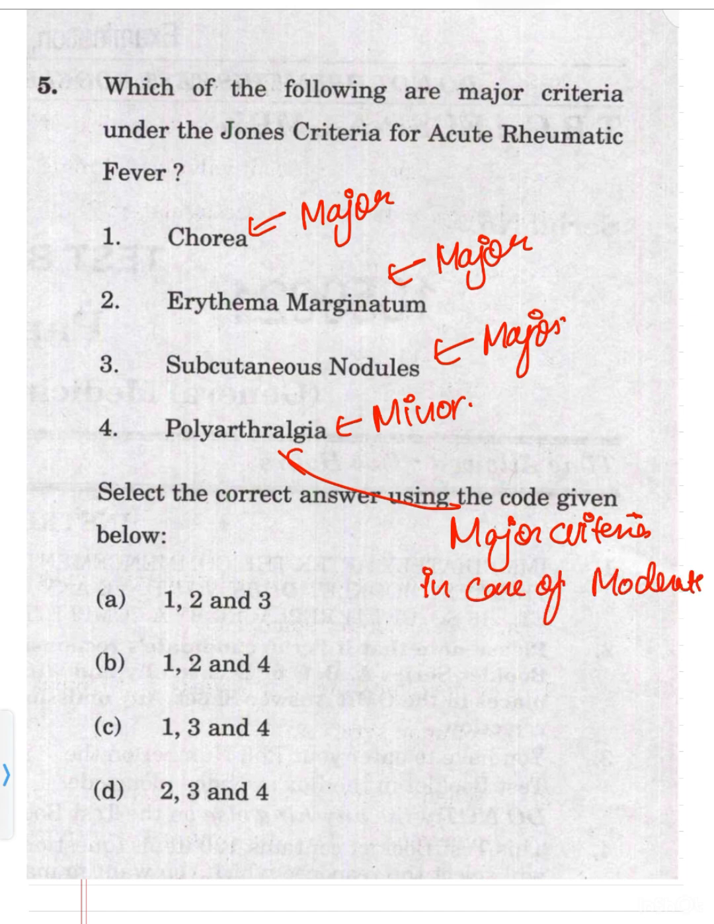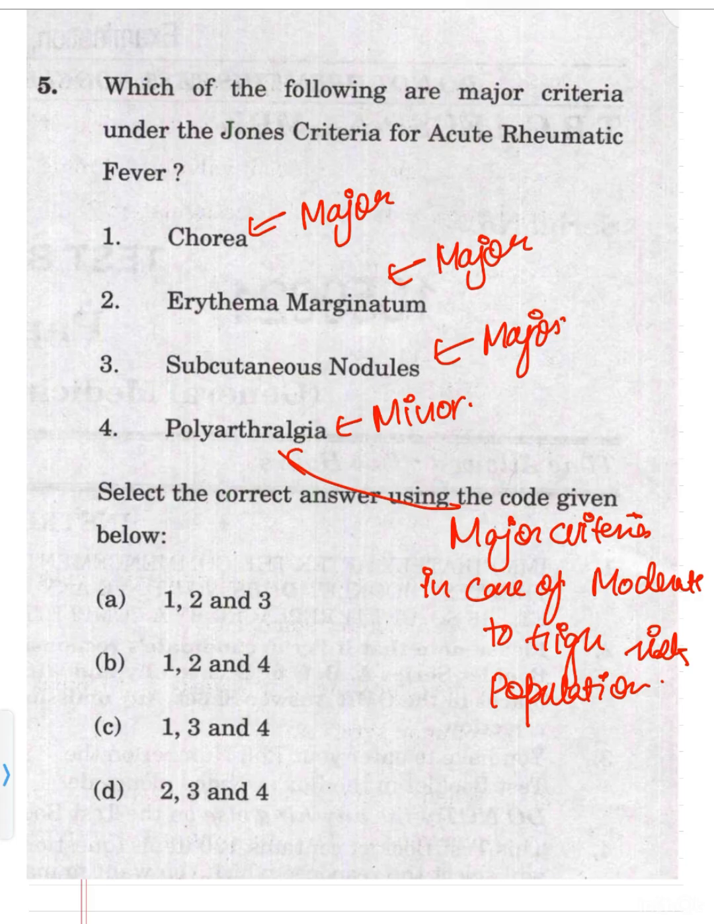moderate to high risk population. So if the population you are considering is moderate to high risk population, then you will consider polyarthralgia to be a major criteria under the Jones criteria. But because here it is not mentioning a moderate to high risk population, that's why we will consider it to be a low risk population only.